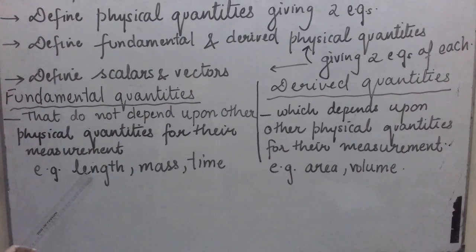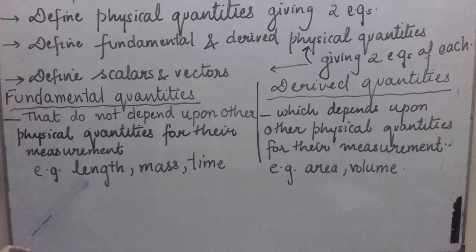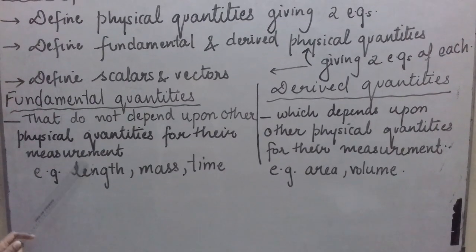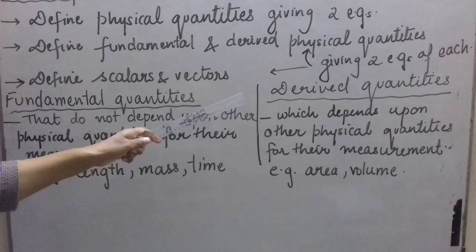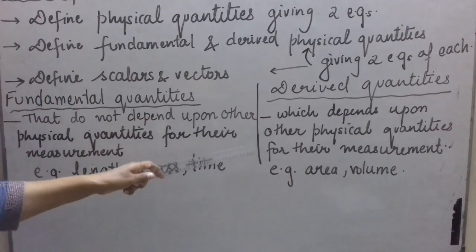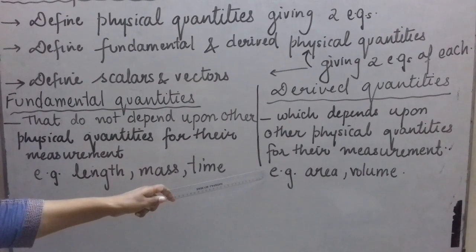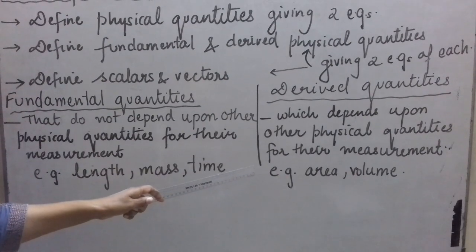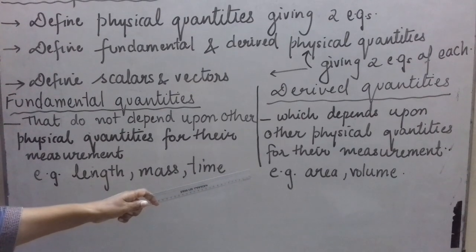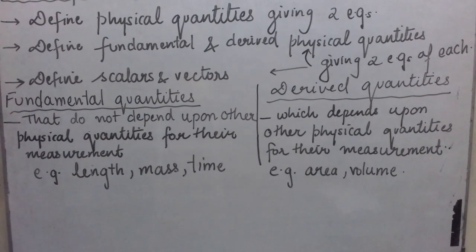For example, length, mass, time, these are the fundamental quantities because they do not depend upon other quantities for their measurement. On the other hand, derived quantities are the physical quantities which depend upon other physical quantities for their measurement. For example, area, volume. We have seen area depends upon length and breadth. Volume depends upon cross-sectional area and height of an object. So, this second learning outcome I hope you have achieved.